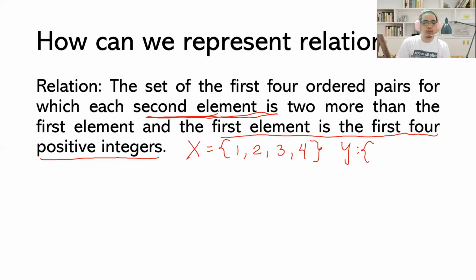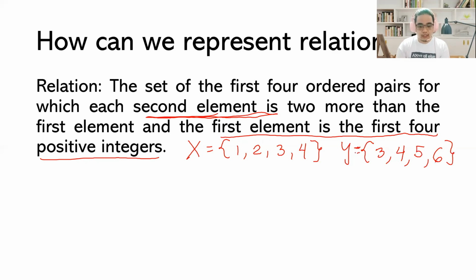When we say 2 more, you just add 2 to the first element. Let's say the first element in our domain is 1, add 2, so that will be 3. The same goes for 2, 3, and 4. So 2 plus 2, we have 4. 3 plus 2, we have 5. And 4 plus 2, we have 6. So that will be our range.